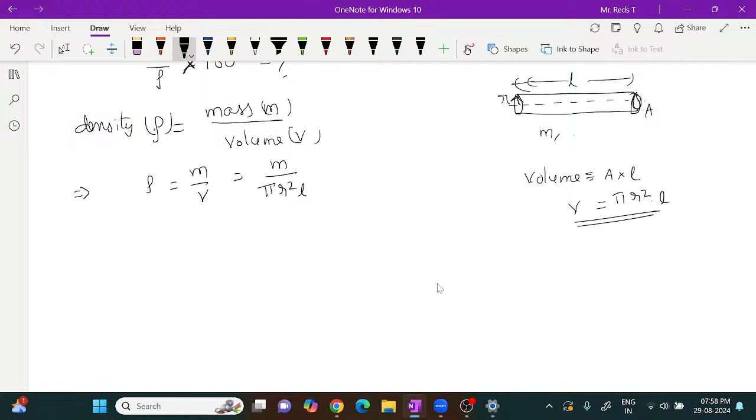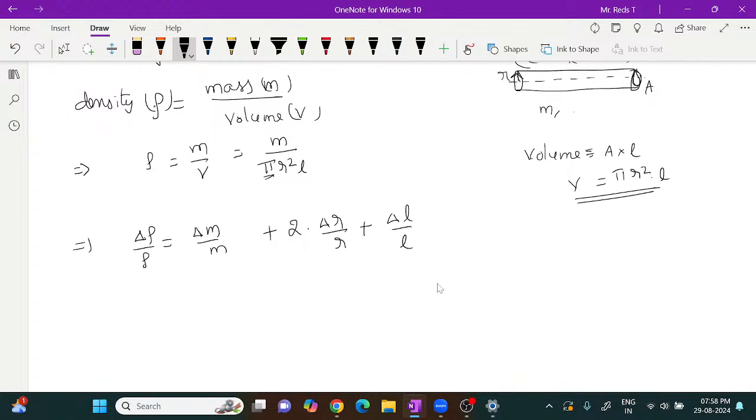Now you are asked to find the percentage error in rho. So first you have to write the relative or fractional error in rho. Delta rho by rho is equal to the fractional error in m, delta m by m, plus two times the fractional error in r, delta r by r, plus the fractional error in L, delta L by L. Pi is a constant, leave it. This gives the fractional error.